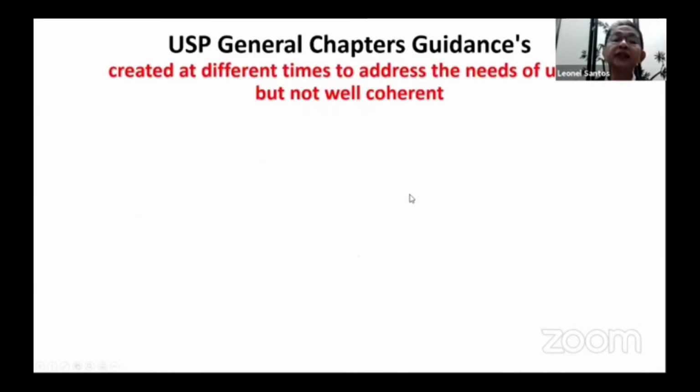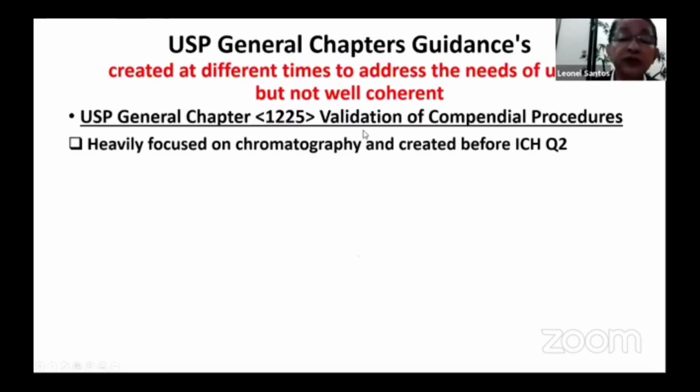The USP General Chapter Guidance created at different times to address the needs of the customers, but they are not well coherent, as I mentioned earlier. So those 3 general chapters, starting with the USP General Chapter 1225, describing the validation of compendial procedures, is heavily focused on chromatography, I mentioned earlier, and was created before the ICH-Q2, which is a description of how to do method development and validation.